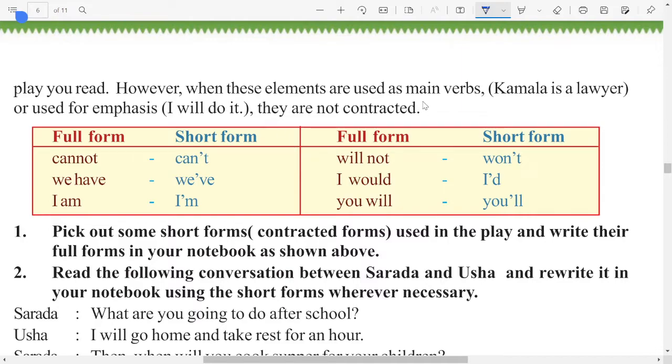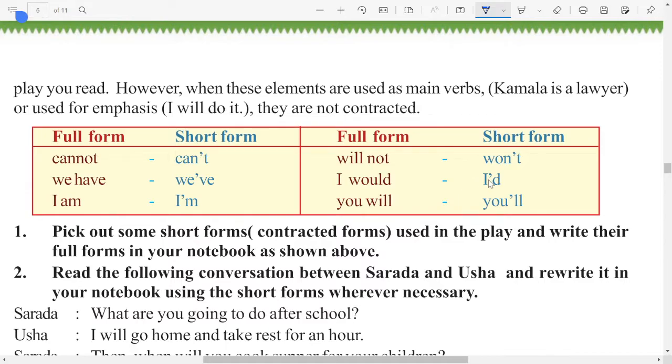However, when these elements are used as the main verbs, as in Kamala is a lawyer, or are used for emphasis, as in I will do it, they are not contracted. So when you use them as the main verbs, remember, you cannot use short forms for them. For example, look at this. Full form is cannot, short form is can't. We have apostrophe m for I am, both are same. Will not and won't. So this is the long form, this is the contracted form.